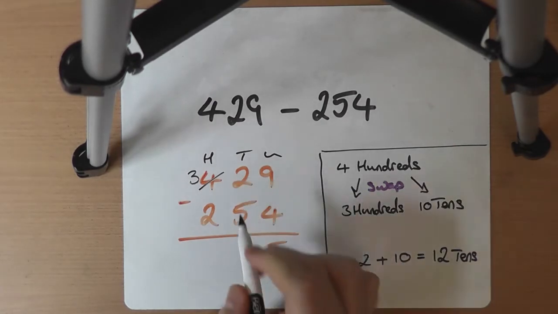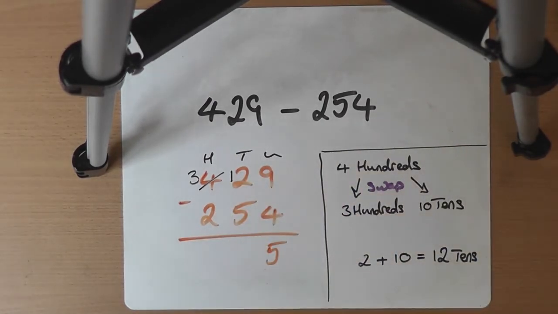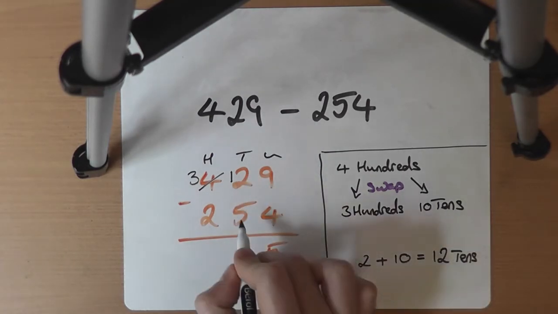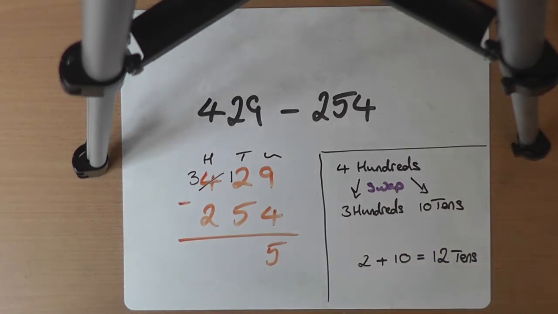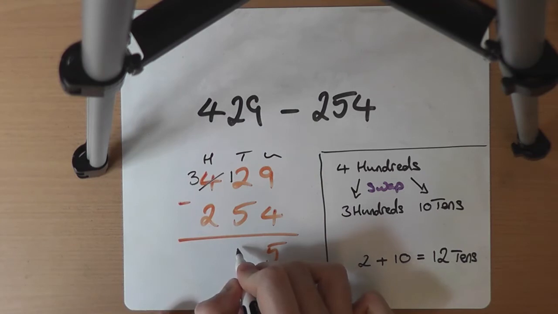So we don't have 2 tens anymore. We have 12. The problem was that we didn't have enough tens. The solution was to get some more. Have we got some more? Yes, we have, because we've swapped one of the hundreds for some tens. We now have 12 tens, take away 5 tens. That's very possible to do. 12 tens take away 5 tens is 7 tens.